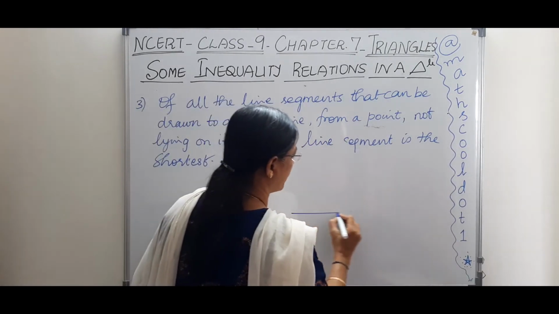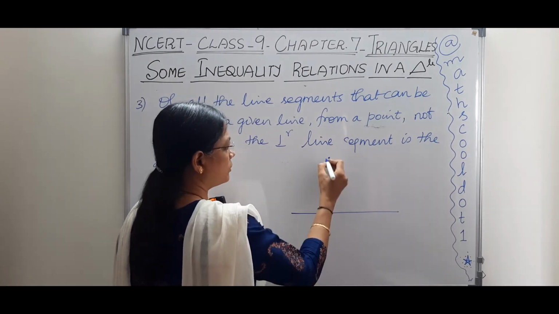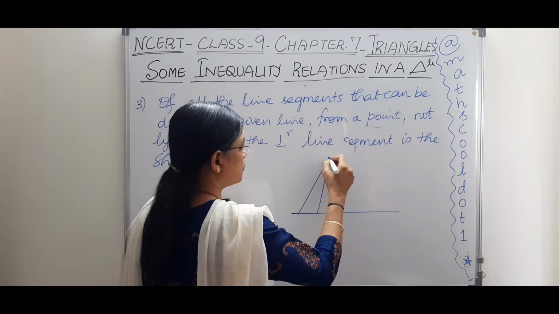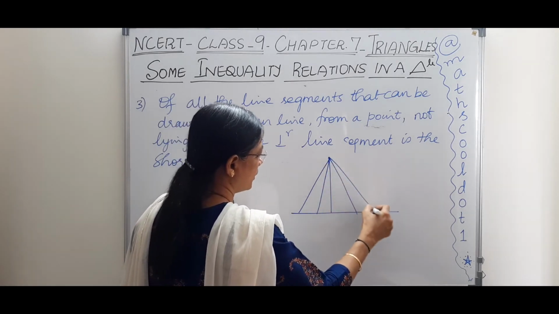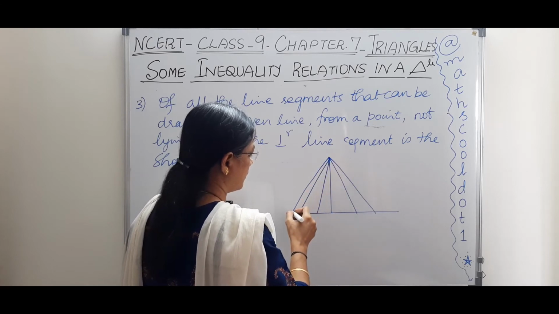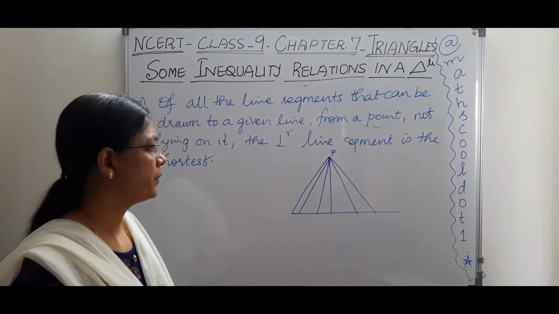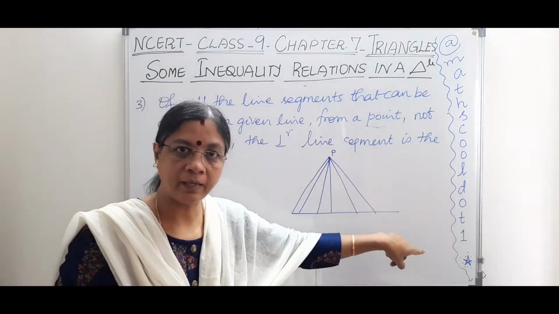See, I'm drawing a line segment here. There is a point P which is not on the line. From the point P, I'm drawing many lines to the line segment. This point is not on the line, somewhere else out. So from P, I've drawn many lines to the line segment.